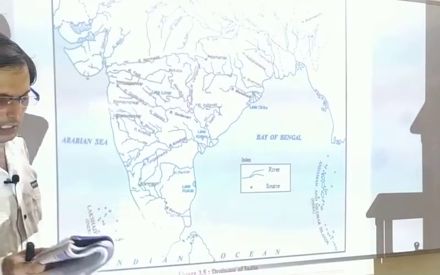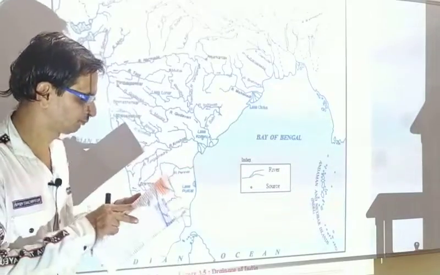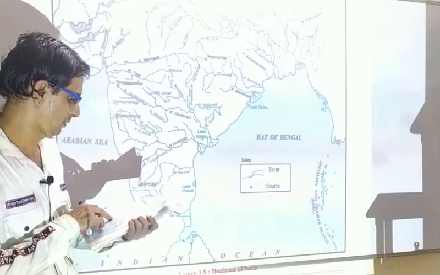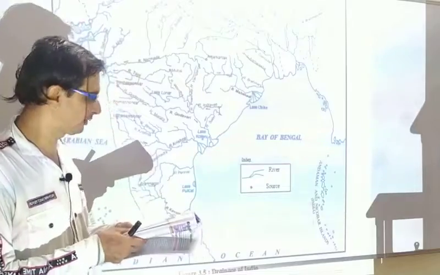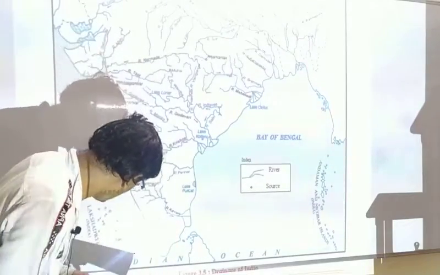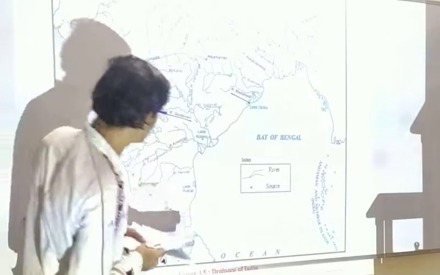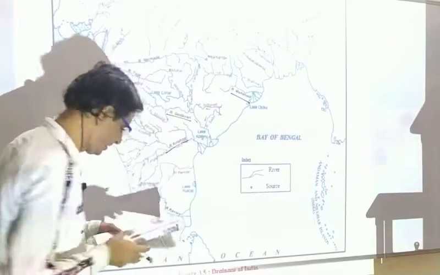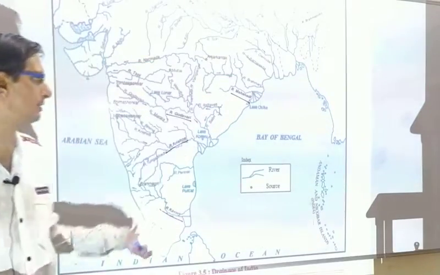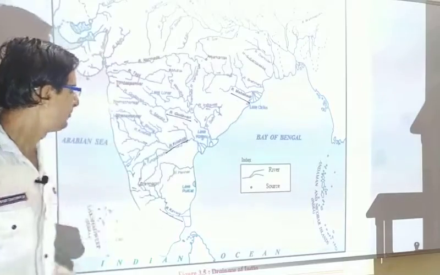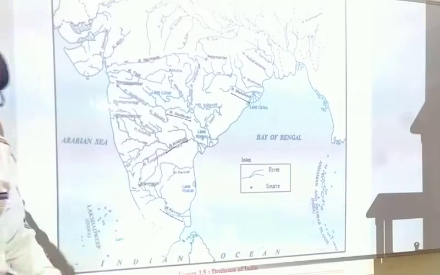The important rivers of this group are Mahanadi, then Godavari, Krishna, and Kaveri. Actually, these four are the most important rivers. There are other rivers also, but these four important rivers are part of the peninsular region, and they meet the Bay of Bengal.